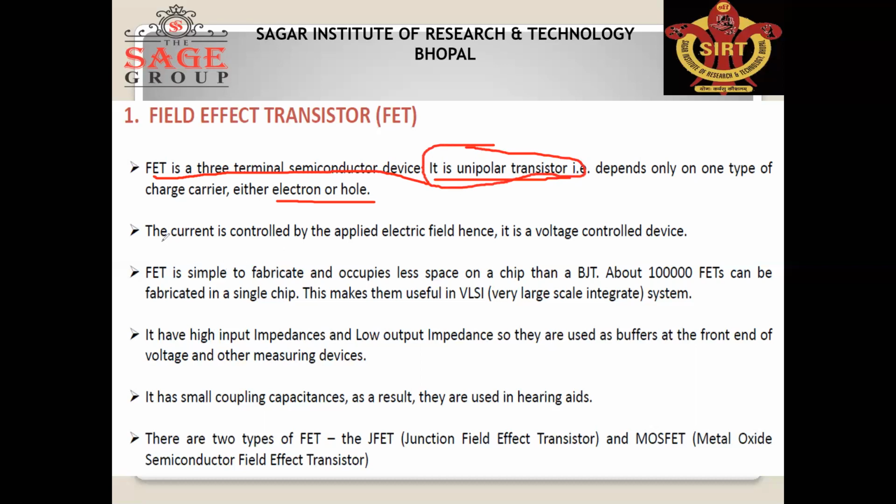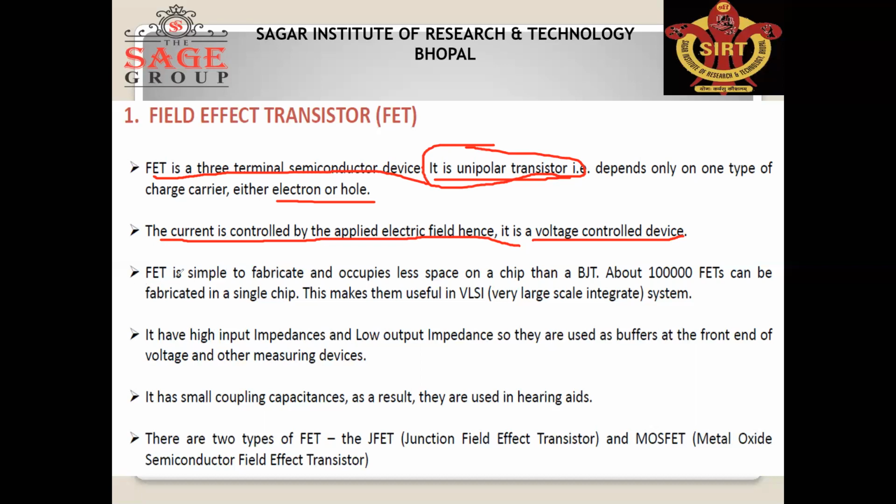Again, the output current is controlled by the electric field here. Hence, it is a voltage controlled device. The output current is controlled by the electric field, which is a voltage. So by the input voltage, we control the flow of current. That's why it is known as the voltage controlled device.